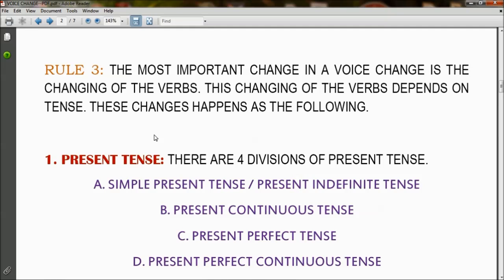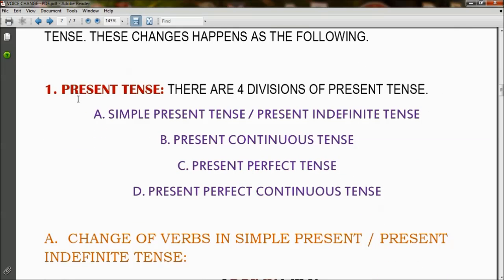So let's focus on rule 3, which is the most difficult rule of voice change. The most important change in a voice change is the changing of the verbs. The changing of the verbs depends on tense. These changes happen as the following. At first, we should know that today's topic is present tense. So there are 4 divisions of present tense: simple present or present indefinite tense, present continuous tense, present perfect tense, and present perfect continuous tense.